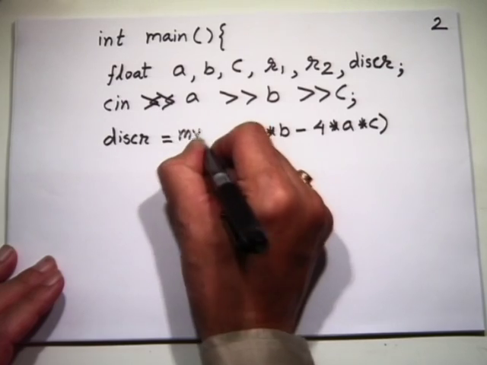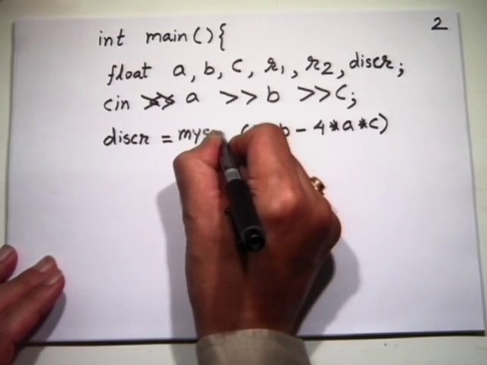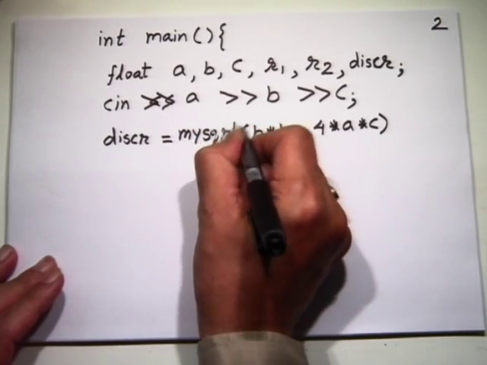So I call it MySQRT. Please note that MySQRT doesn't exist unless I write float function MySQRT, float A, float B, float C, and then calculate this value. Using this value, I calculate the square root and return back with that square root.